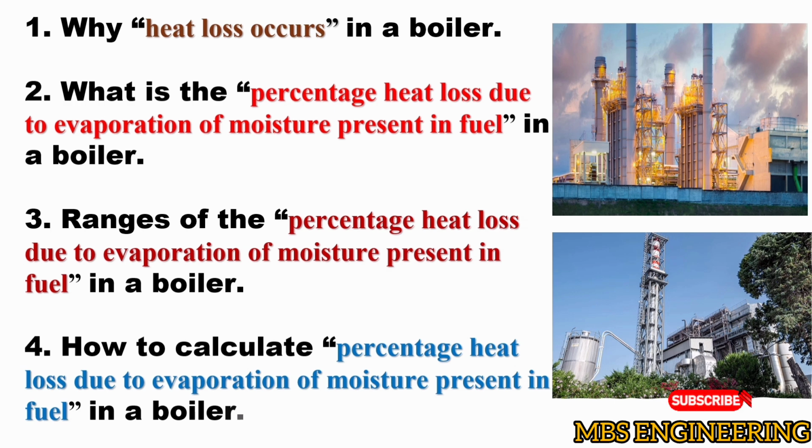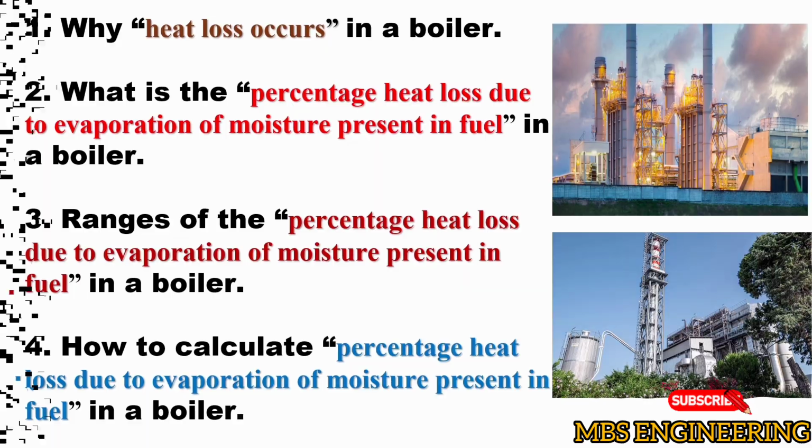Next, we summarize. The conclusion of this video is: moisture in fuel causes heat loss by turning into superheated steam. The formula helps you calculate this loss. Fuel with higher moisture leads to higher heat loss and lower boiler efficiency. We hope everyone learned and understood the percentage heat loss due to evaporation of the moisture present in fuel in the boiler.